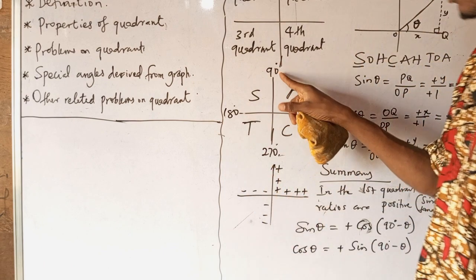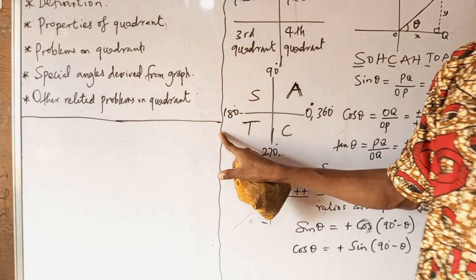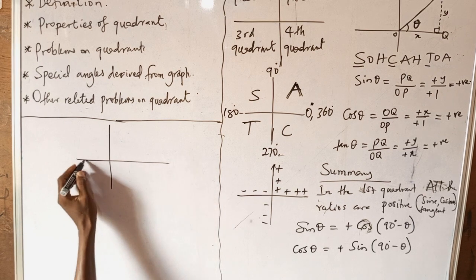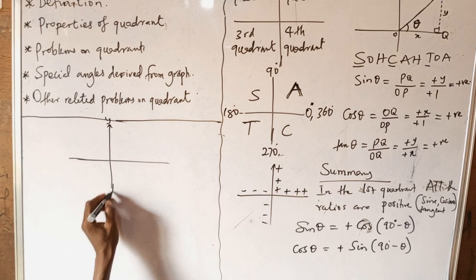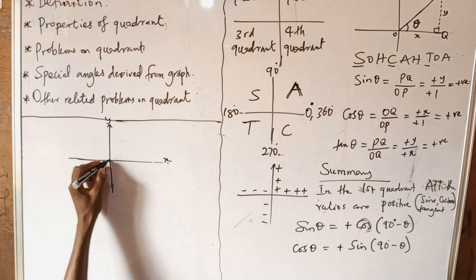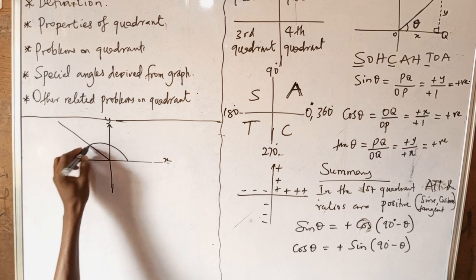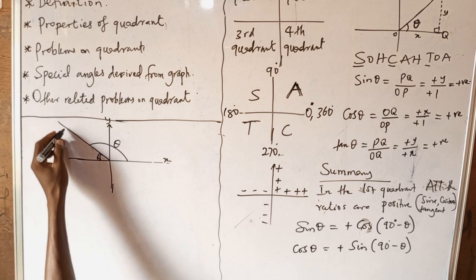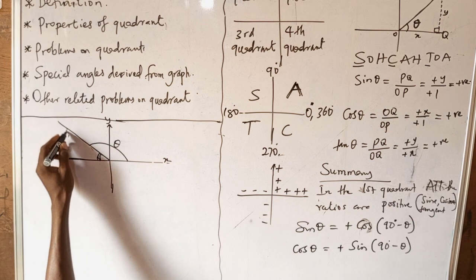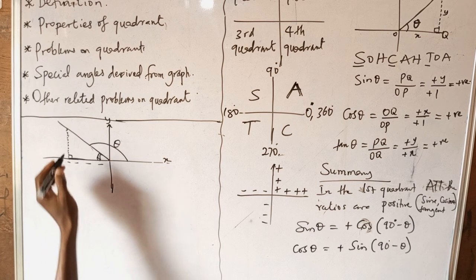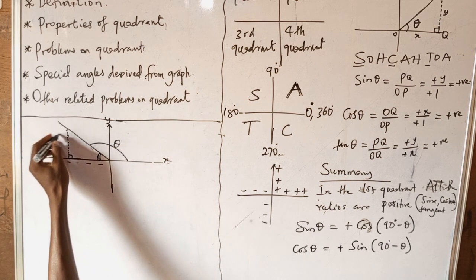For the second quadrant, look at the range here, 90 degrees to 180 degrees. Just as usual, this is my y-axis, this is my x-axis. Now the angle is moving from here down to this place. So we have this as our theta, and this is the angle we are looking for. Still completing this side to form a right angle triangle. Mind you, this side will be negative, while this one, since it's still upward, will be positive.